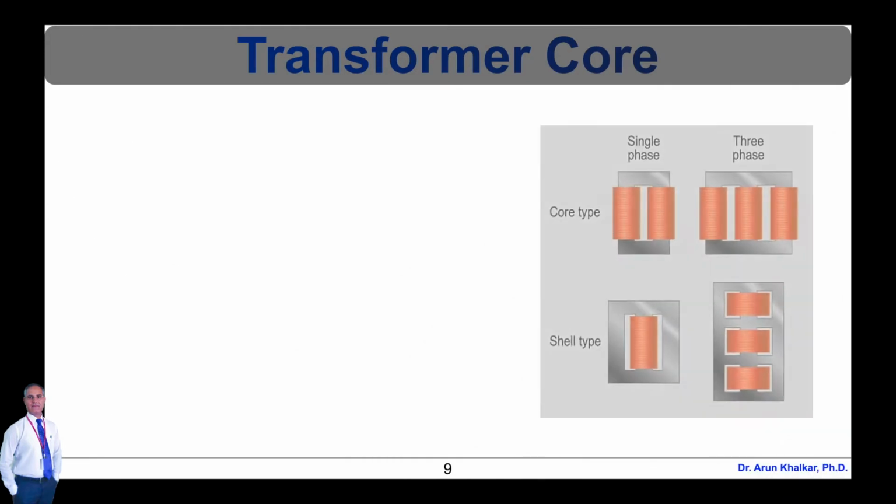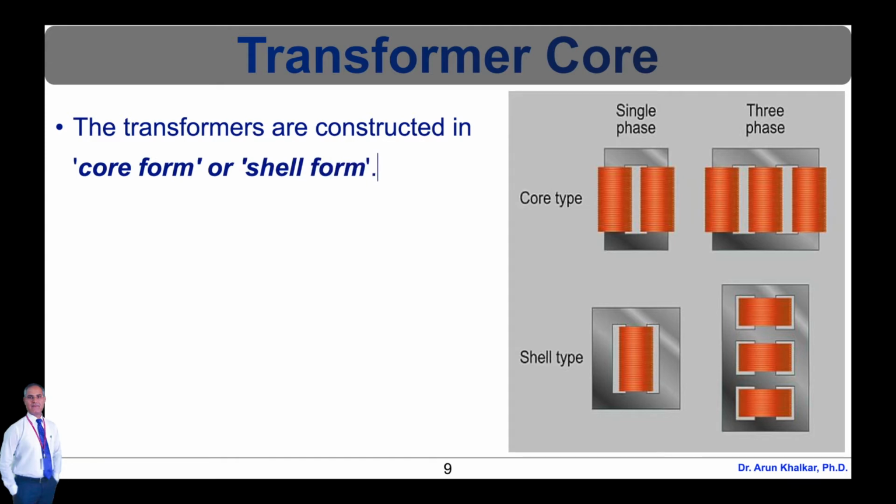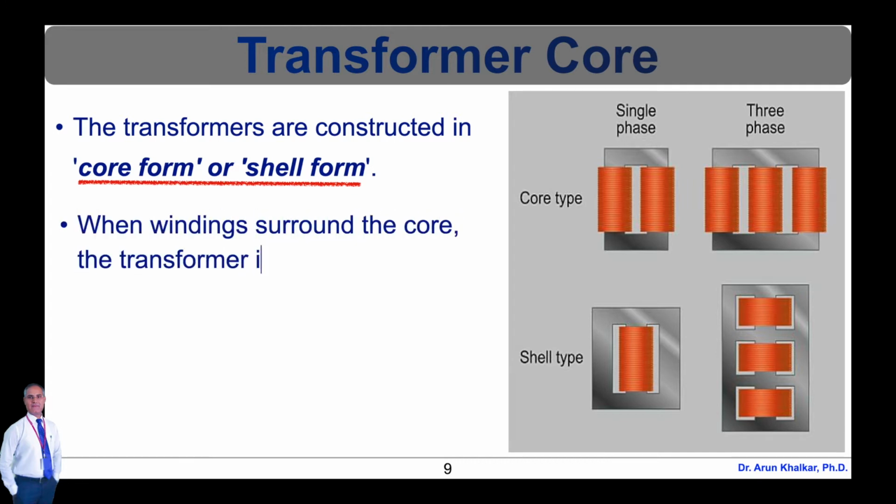Closed core transformers are constructed in core form or shell form as shown in this diagram. When the windings surround the core, the transformer is core form. When the windings are surrounded by the core, the transformer is shell form. Shell form design may be more prevalent than core form design for distribution transformer applications due to the relative ease in stacking the core around winding coils.